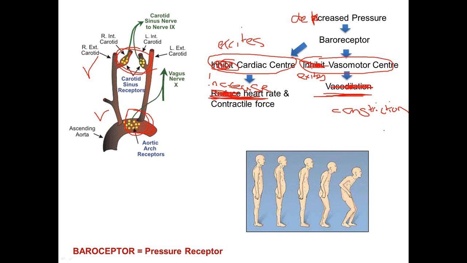This ensures that there's enough pressure to pump the blood around the body to overcome the gravitational drop of blood due to standing up. So it's a very, very elegant way of showing you the homeostatic feedback loop, how the brain and the nervous system control blood pressure.